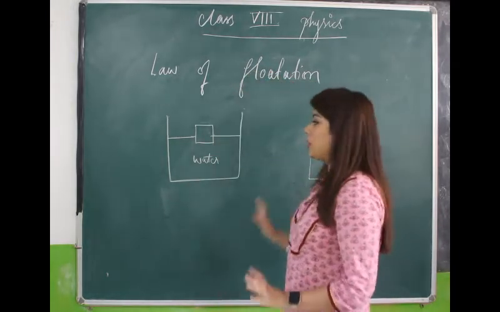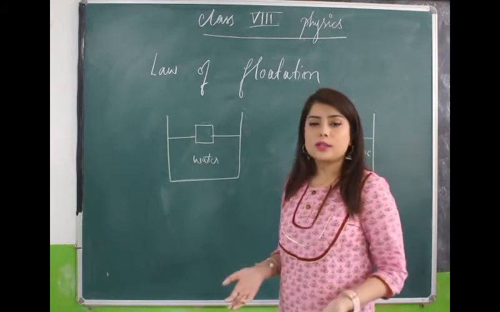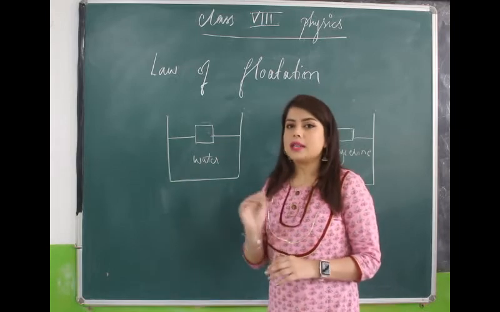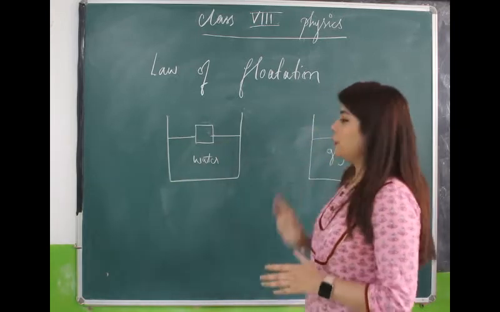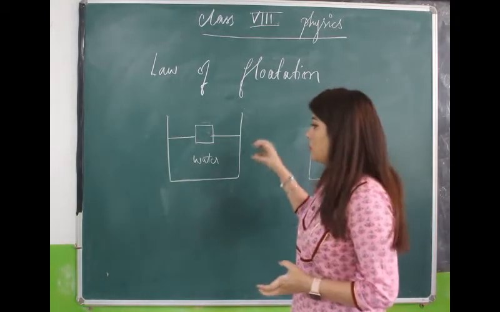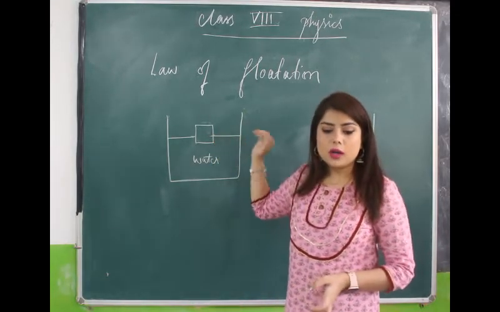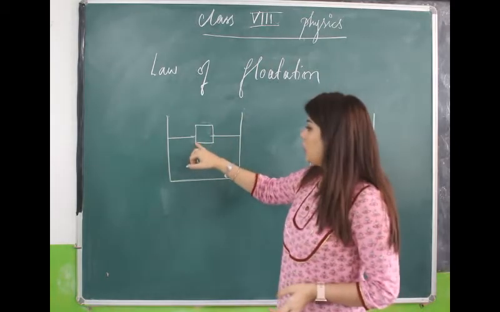So from here, what we have understood is, whichever has more density will remain at the bottom, whichever has less density remains at the top. And the law of flotation is about the amount of liquid displaced by the object. Okay, the amount of liquid which is displaced.